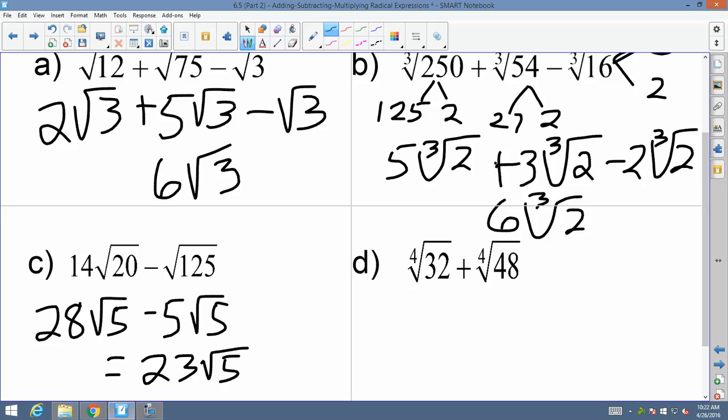How about the 4th root of 32 plus the 4th root of 48? How can I break this down, guys?